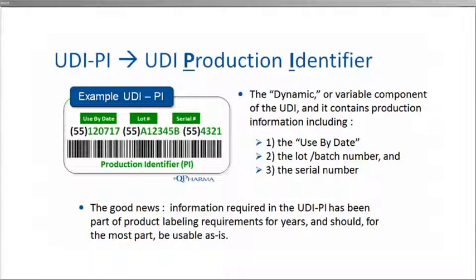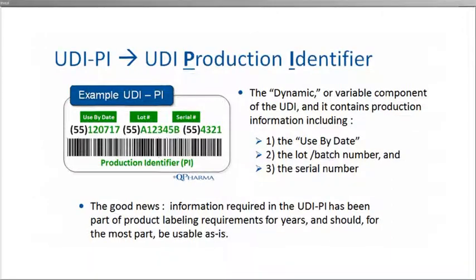The second part of the UDI is the production identifier, or UDI-PI. This is the dynamic component of the UDI and changes with each production run or batch of the product. The UDI production identifier captures variable content like the use-by date, lot, batch number, and serial number if required. The good news is that most of the production identifier information is already being captured, as the elements have long been part of labeling requirements.